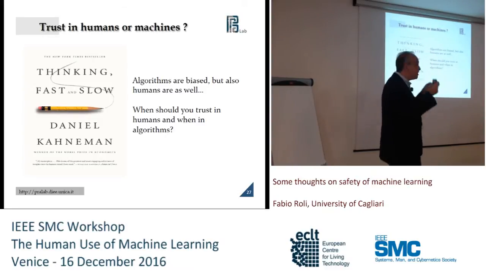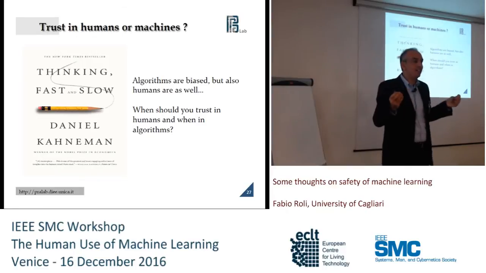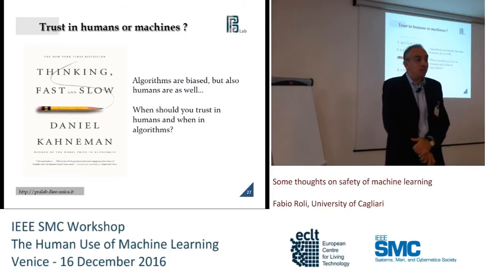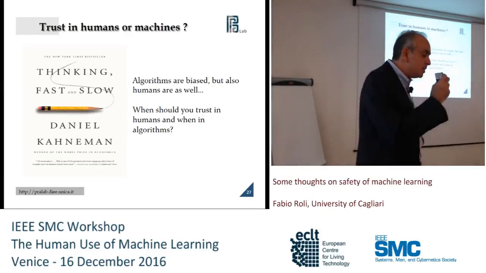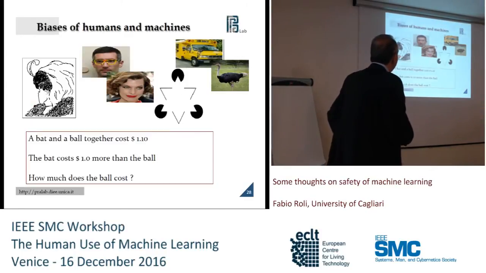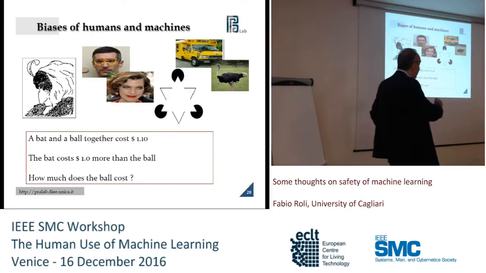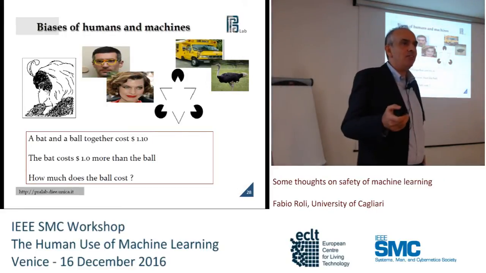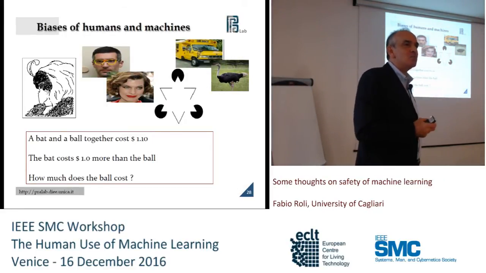When should you trust humans, and when should you trust algorithms? Because this is the point. We cannot imagine that we invent algorithms that are much better than humans, especially nowadays. Okay, so this is an interesting question, because we know that of course there are biases of machine learning algorithms, but we know a lot of cognitive biases of human decision makers. We've spoken about that with the last speaker.